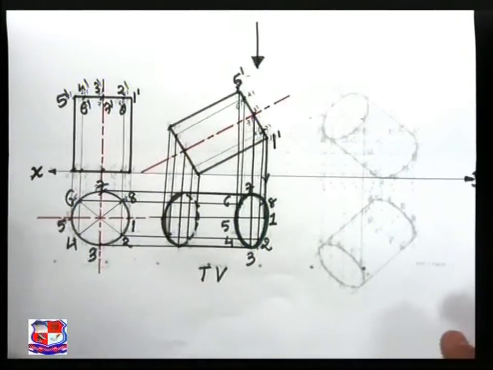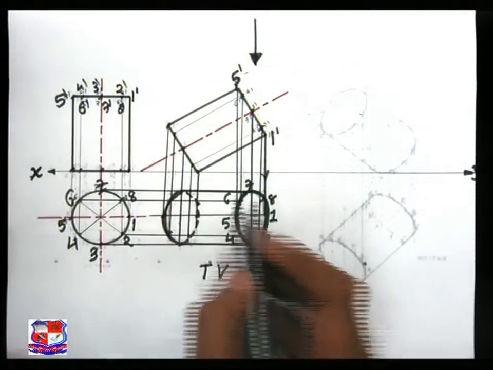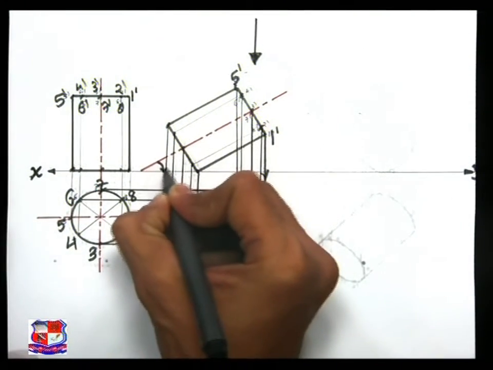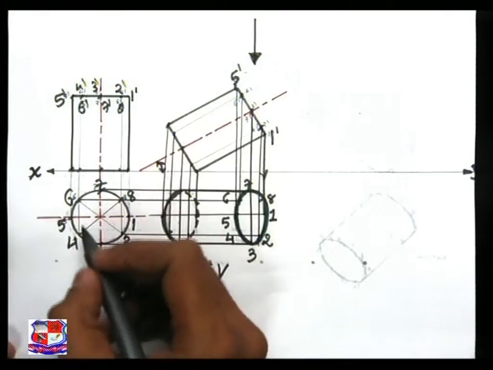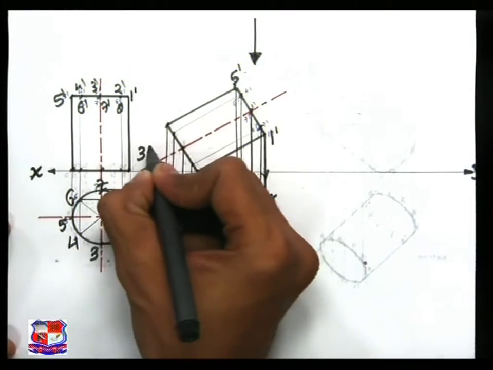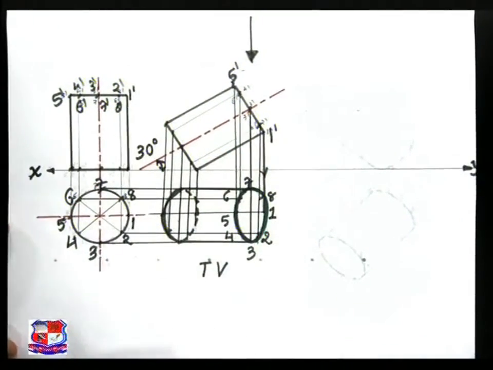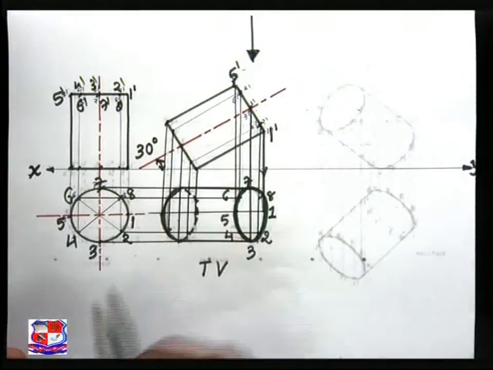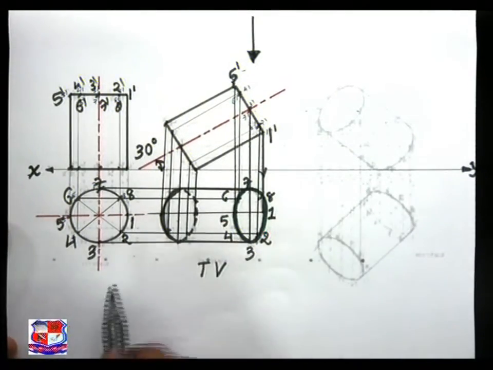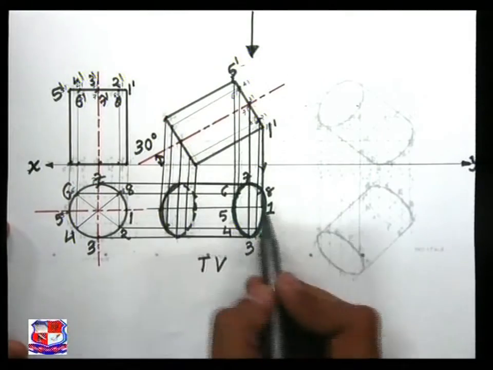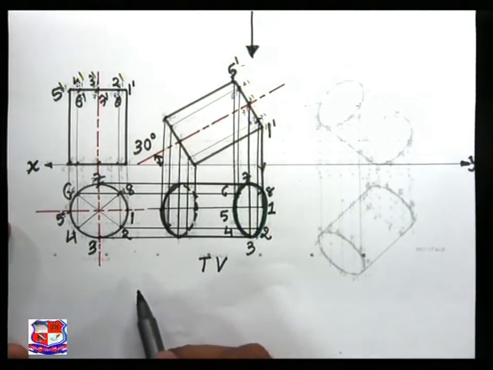Now in the third stage it is given that this axis makes an angle of 30 degree with HP. So insert this dimension 30 degree with XY line. So this axis makes an angle of 30 degree with HP. Now second step, it is given that this axis makes an angle of 45 degree with VP.